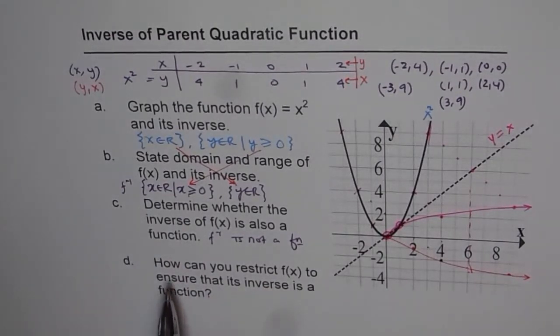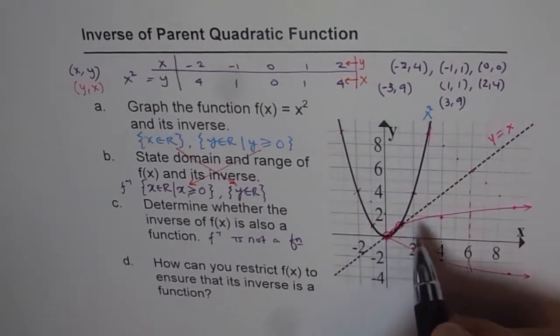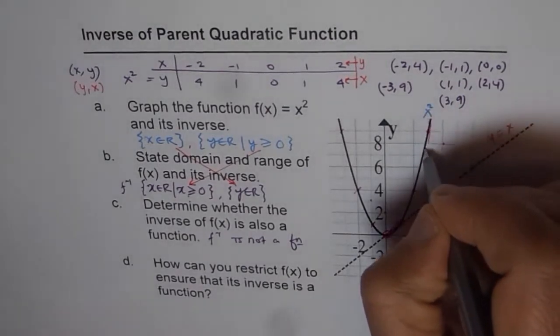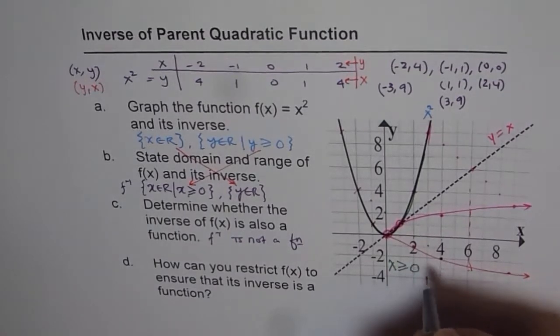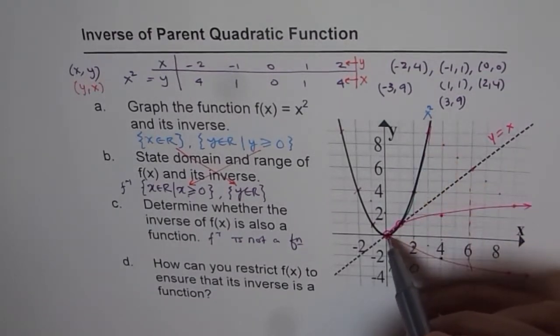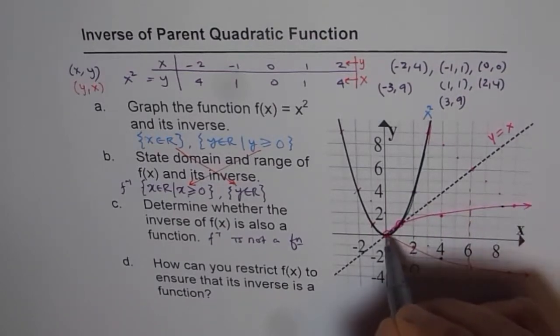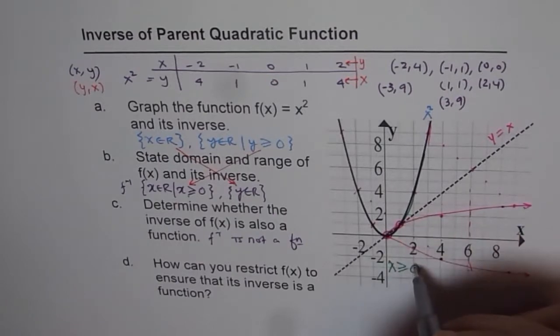Now part D is how can you restrict f of x to ensure that its inverse is a function. So one way to restrict is to restrict the domain of your function. So let us say we consider only half of our parabola, that is, only the right side, that is, if we say x is greater than or equal to 0. Its inverse will be the one given on the top. Now since we have only half of it, it will pass the vertical line test and thereby it will be a function, right? So that is a way to restrict.